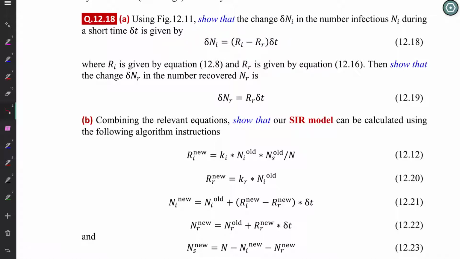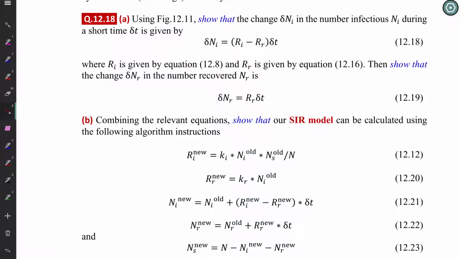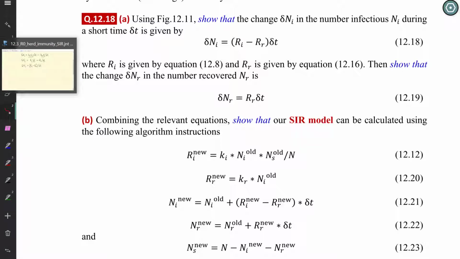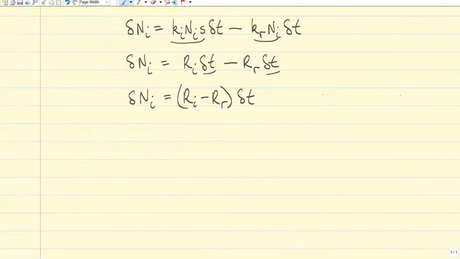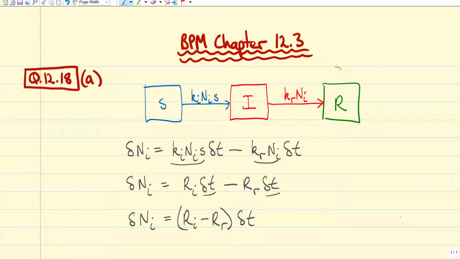And then it says also show that this is true. So this is the way you do a show-that problem: you don't try to get the answer. What you try to do is understand what it's asking you to find. So the thing we're trying to find is this. It's the change in the number in the recovered box. And so let's go back to here. We'll look up at our diagram. It says, how does this box change with time?